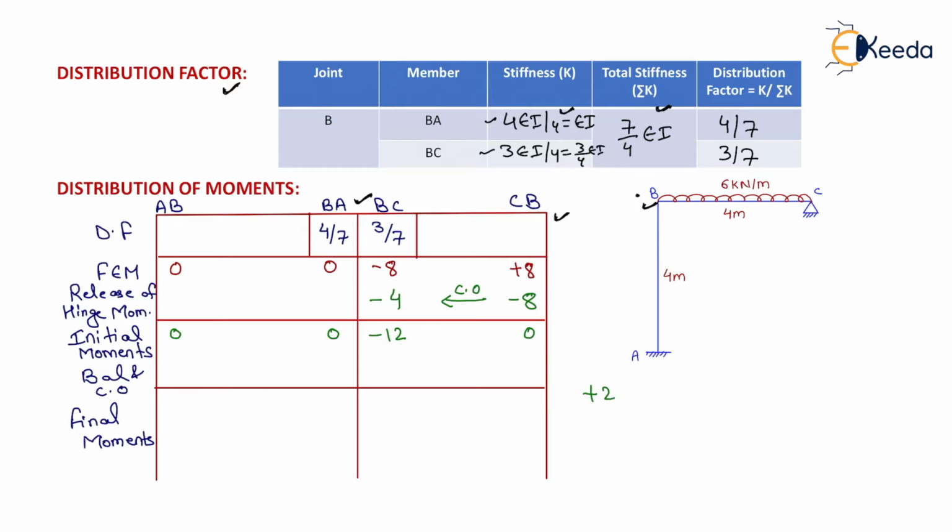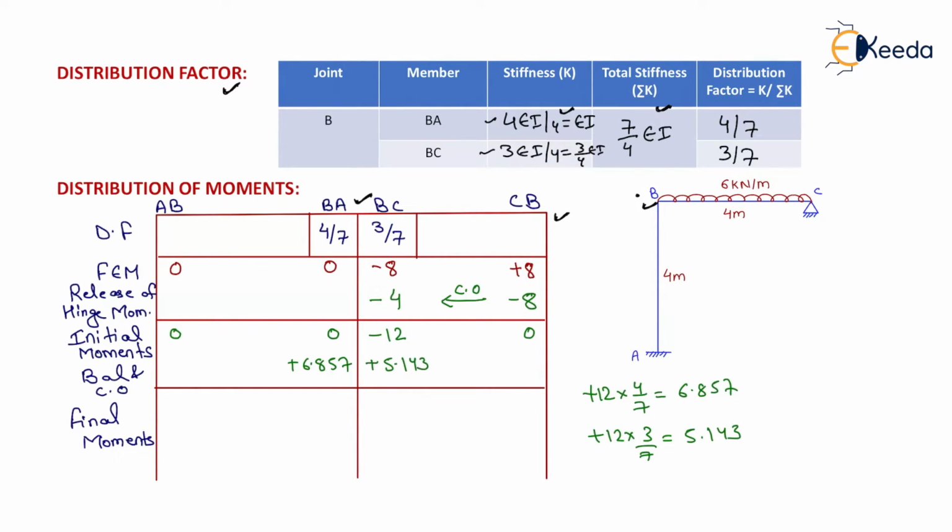Now it will be distributed according to the distribution factor of BA and BC, which will be equal to 12 into 4 by 7, which will be equal to 6.857. Similarly, plus 12 into 3 by 7, and it will be equal to 5.143. So we will write here plus 6.857, similarly plus 5.143.